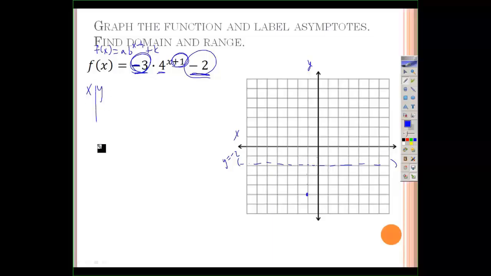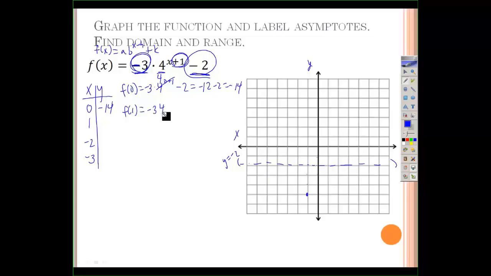So let's work through this one a little quicker. We're at -1 right now. I'm going to pick 0 and 1, 2 to the right and -2, -3 to the left. Let's say f of 0 equals -3 times 4 to the 0 plus 1, minus 2. This is really just 4 to the first, which is 4, and -3 times 4 is -12, minus 2, -14. So there's -14. f of 1 is -3 times 4 to the 1 plus 1, minus 2. This is really 4 squared, which is 16. -3 times 16 is -48, minus 2, -50. So I'm going to put that right there.